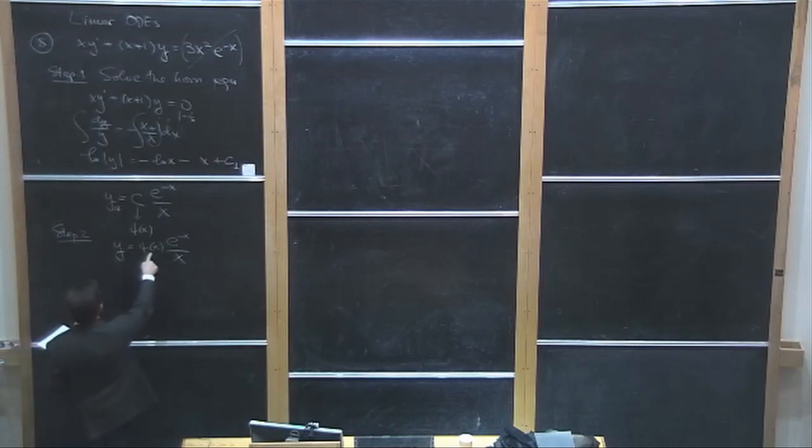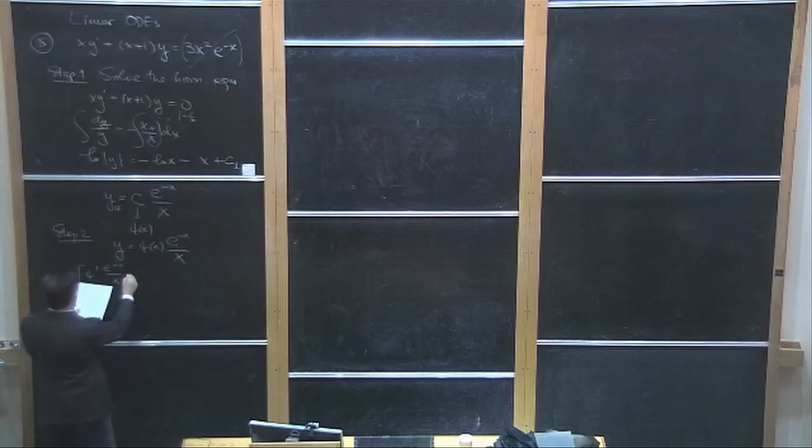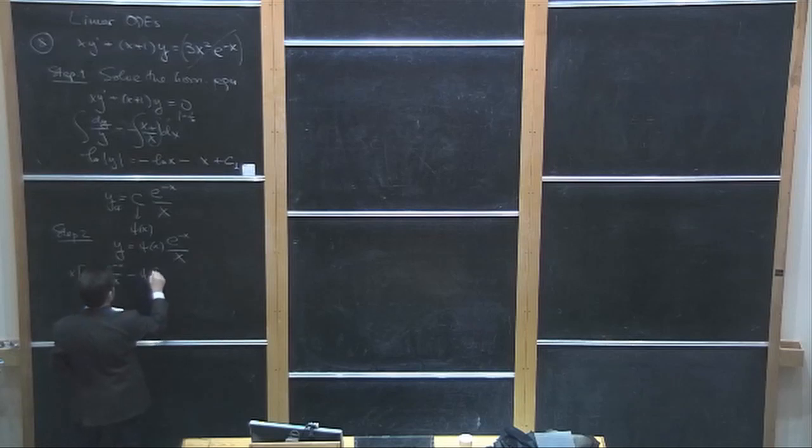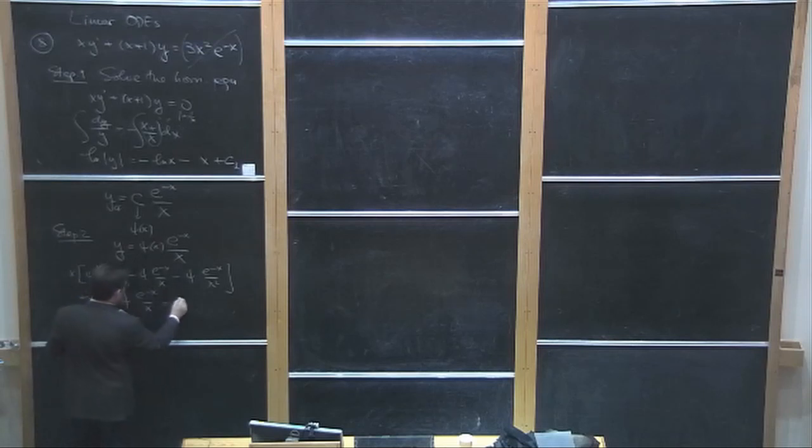So what you do is you take this and you substitute this into the original equation. So let's do it. It's x times y prime, which is psi prime e to the minus x over x, minus, so I differentiate this, psi e to the minus x over x, and minus psi e to the minus x over x squared. So that's the derivative y prime, plus (x plus 1) psi e to the minus x over x equals 3x squared e to the minus x. Okay?